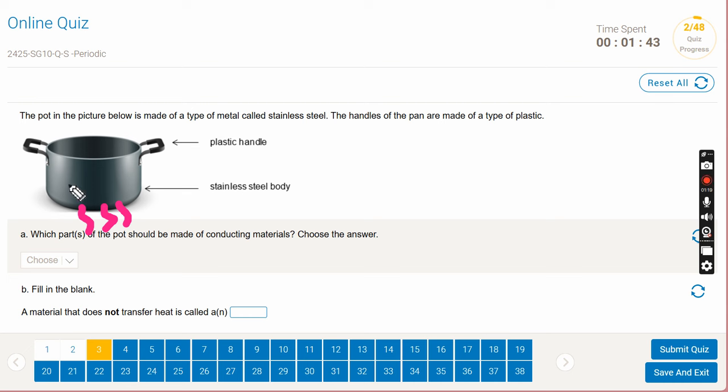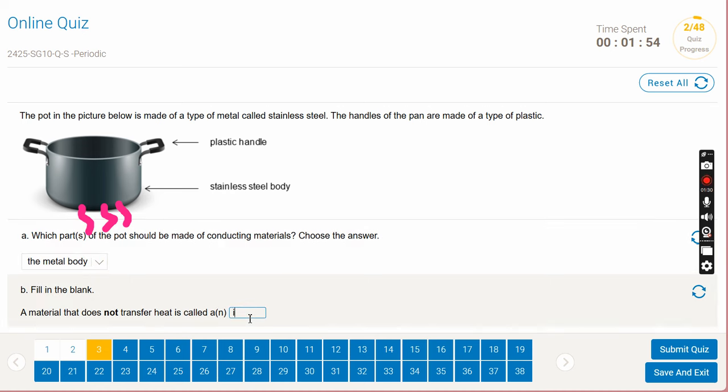So this is why the bottom part, the body, is made up of a conductor and the handles are made up of an insulator. So what part of the pot should be conducting material? It's the metal body. And fill in the blank: a material that does not transfer heat is called an insulator. Insulator.